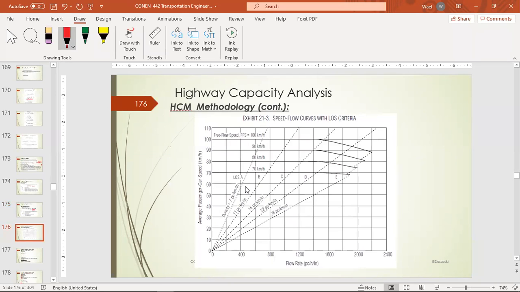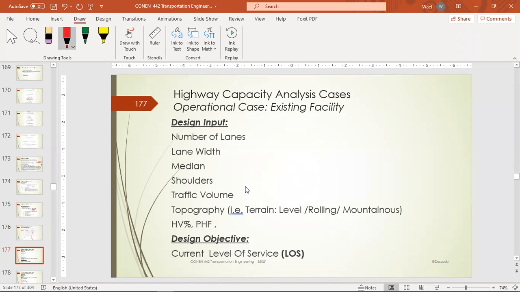Then we have the VBC here, and we have the free flow speed here. Then we enter, okay, and based on this we say that we have our level of service. In this example it is basically D. So we can apply this method in operational cases.